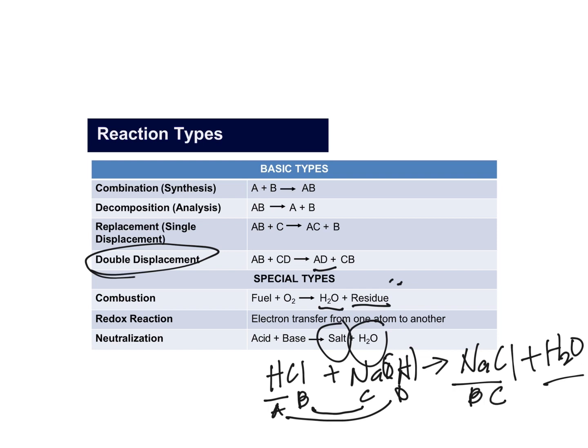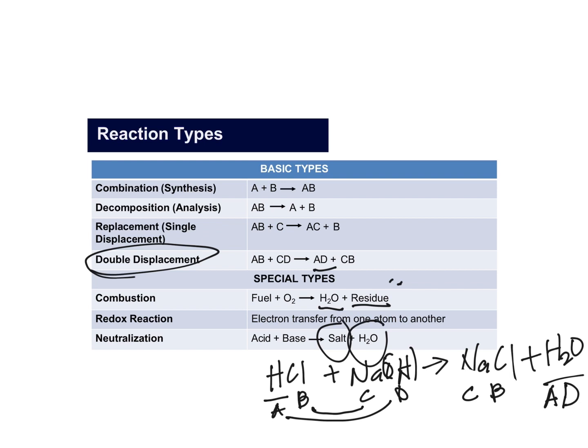I'm sorry, I'm just going to erase it. Let me show you correctly. Sodium is C and B is chlorine. So here A is H, and the OH is D.